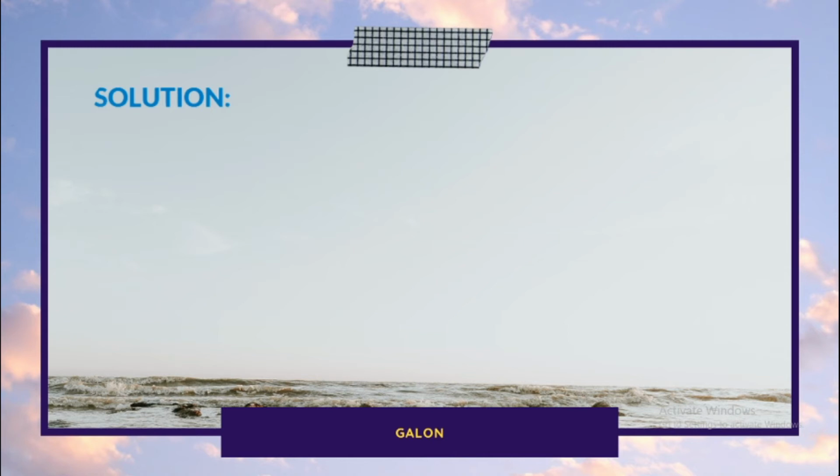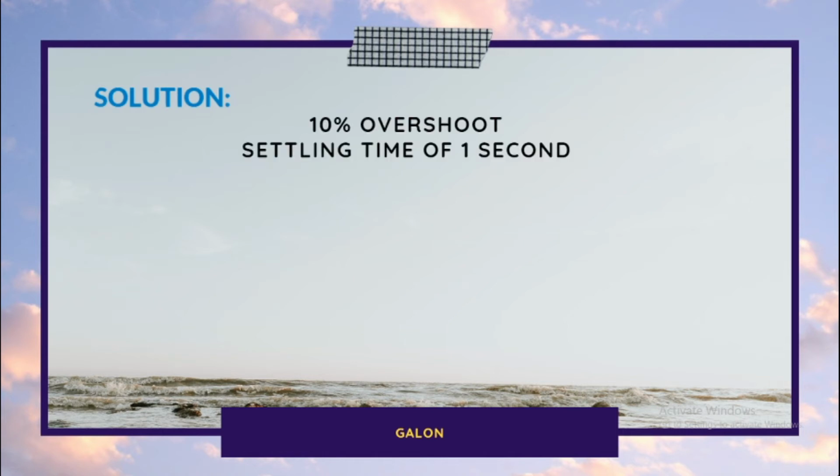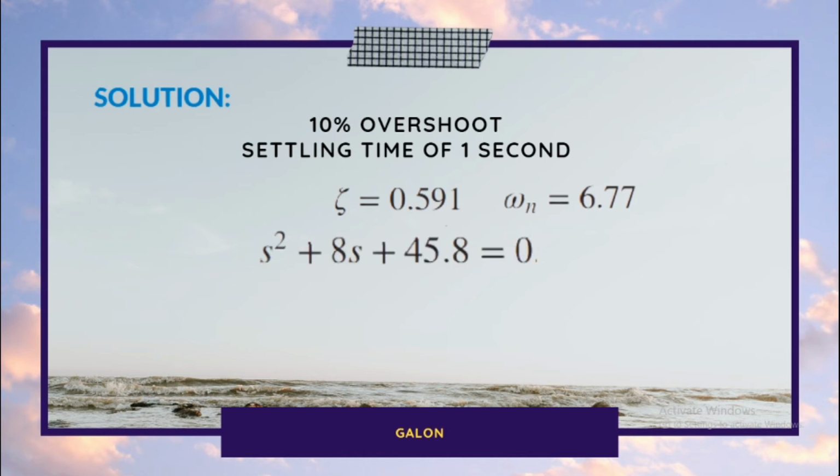Solution. We first design the controller by finding the desired characteristic equation. A 10% overshoot and a settling time of 1 second yield a damping ratio of 0.591 and a natural frequency of 6.77. Thus, the characteristic equation for the dominant poles is s² + 8s + 45.8 = 0, where the dominant poles are located at -4 ± j5.46. The third pole will be 10 times as far from the imaginary axis, or at -40.